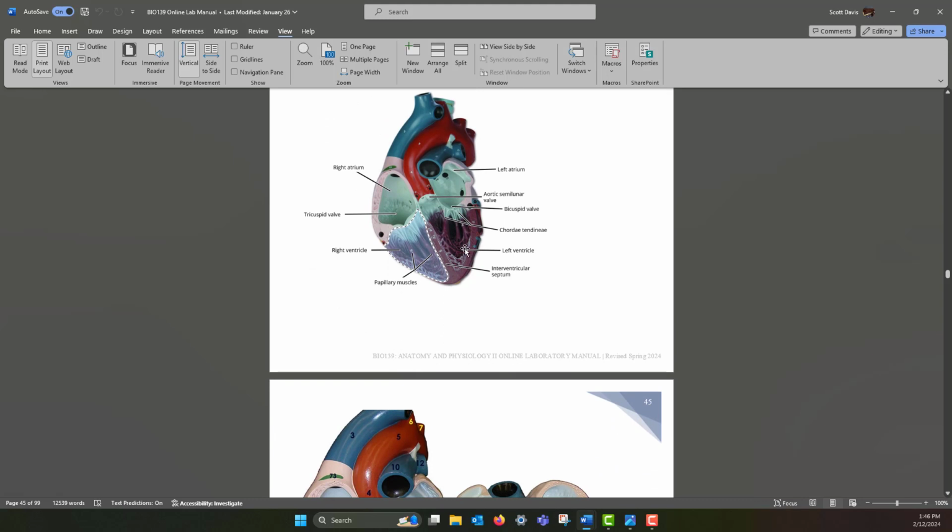Down here, an easier way to orient yourself is to look at the walls of the ventricles. The left ventricle has to pump blood to the entire body. The right ventricle pumps blood to the lungs, which are right next door. So the walls of the right ventricle are really thin compared to the walls of the left ventricle, which are really thick.